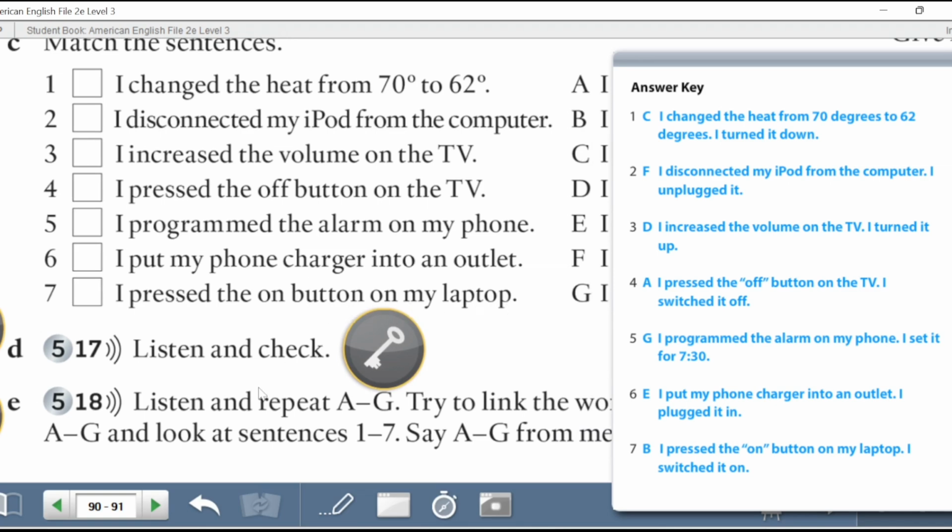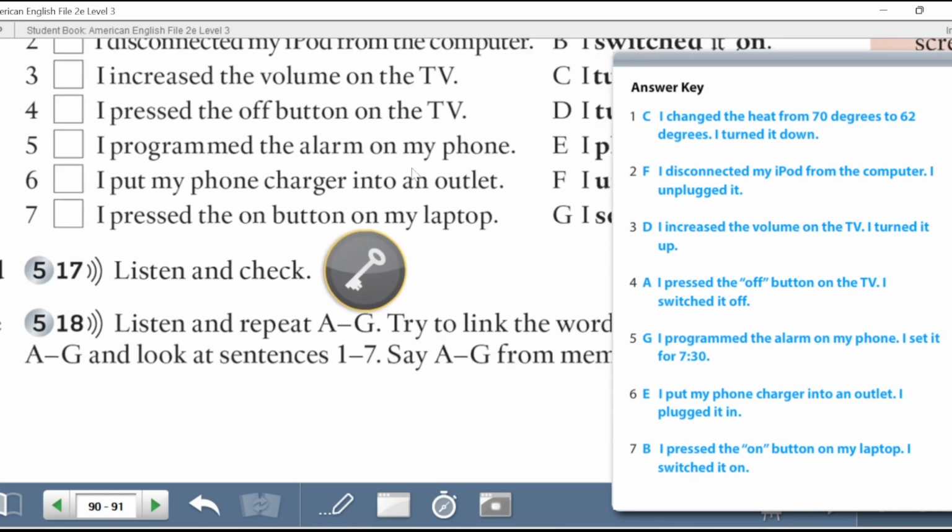پس اومده آنش کرده. اونجا داشتیم I pressed the off button، حالا اینجا I pressed the on button. چی میشه؟ میشه switch it on. I switch it on. I press the on button on my laptop. I switch it on. I switch on the laptop. یا I switch the laptop on. I switch it on. خب پس I switch on it نداریم.